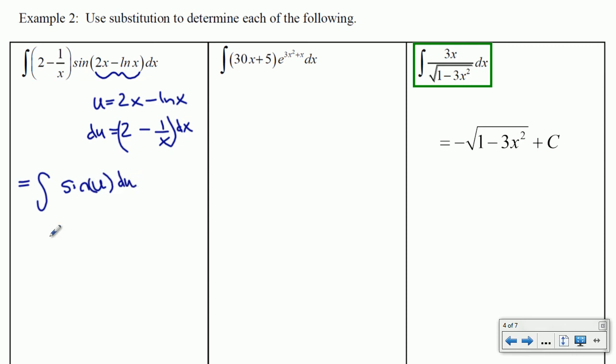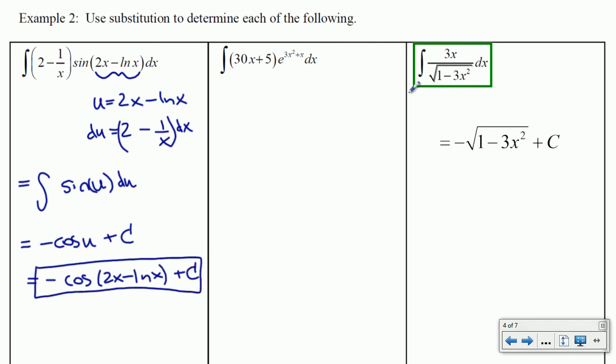And sine would have come from a negative cosine, so negative cos u plus c. And we can substitute u back in here, 2x minus ln x. So minus cos of 2x minus ln x plus c. All right, one more and we'll let you try one.